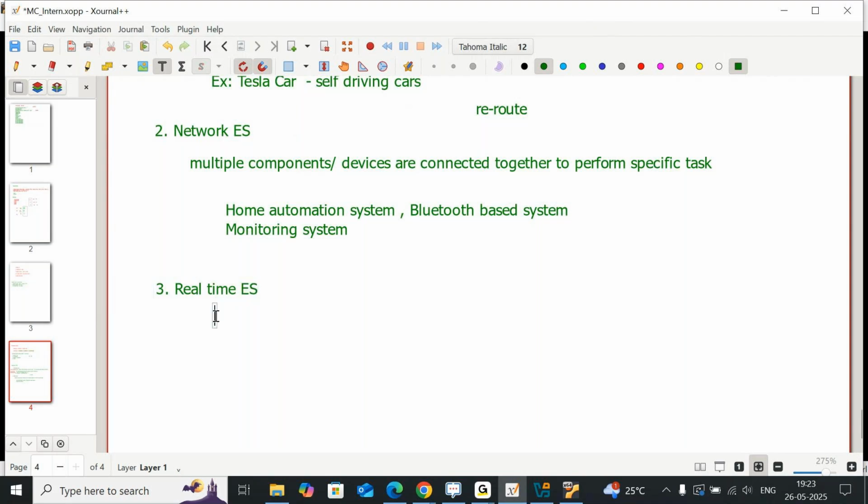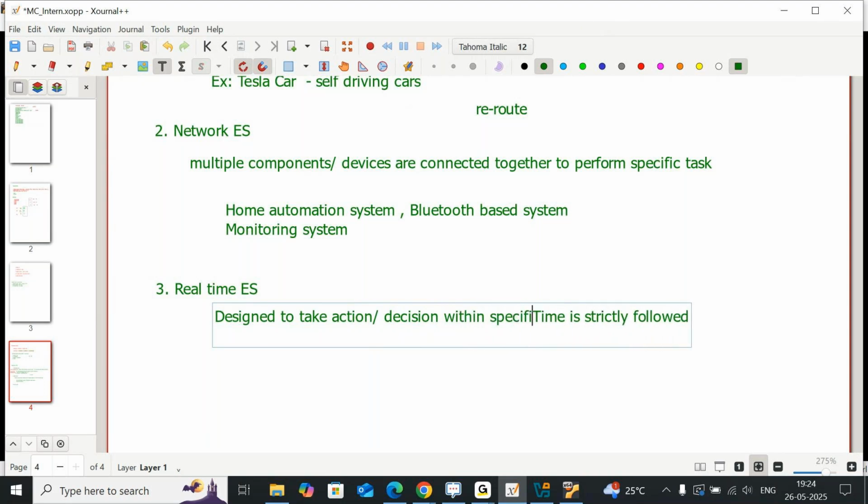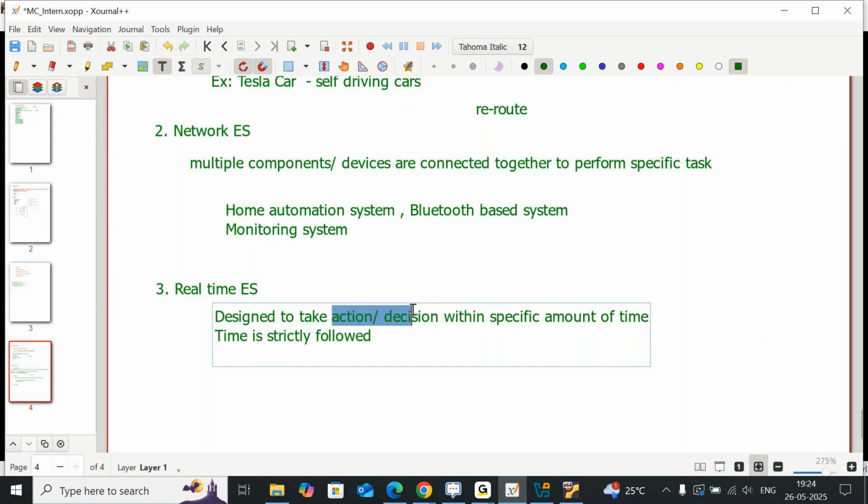In a real-time embedded system, the deadline is strictly followed. The embedded systems are designed to take action or decision within a specified amount of time. If there is a delay in taking action or decision, it may damage the embedded system. It may be a human life loss or a property loss. So it's a time bound system, and time is very strictly followed.